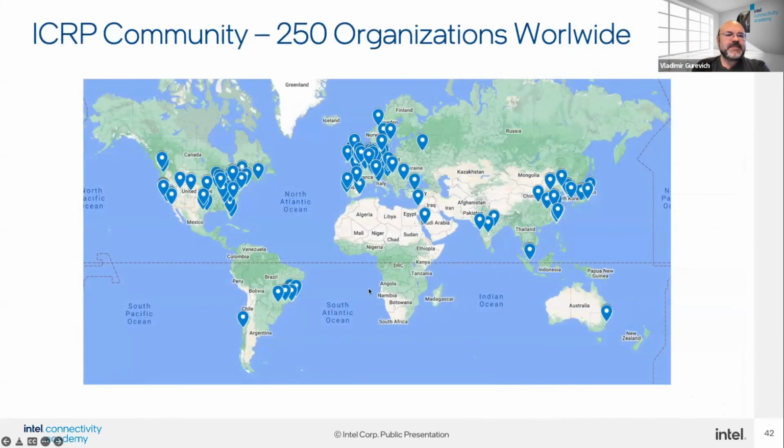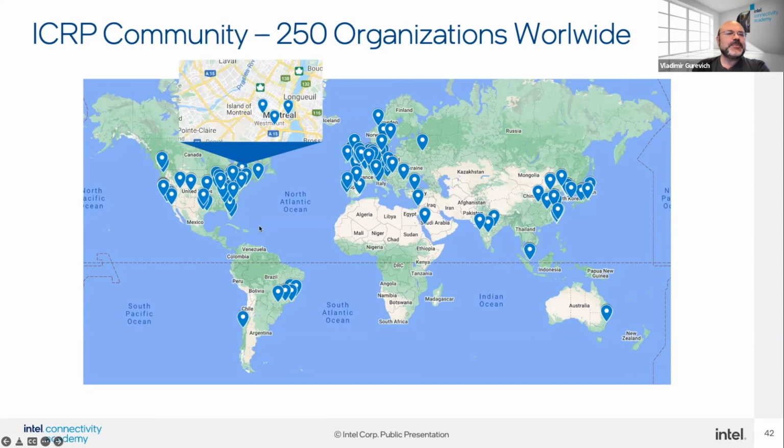This is the map of where we have the members, as you can see, all over the world, and it's more than 250 organizations today. If you think that we don't have enough of these pinpoints, if you zoom in a little bit, just in Montreal we have 3 universities. We don't have a lot of these pinpoints because the scale is just not very high.